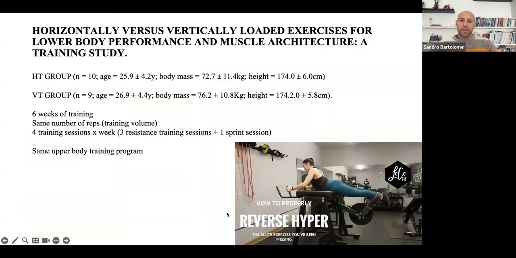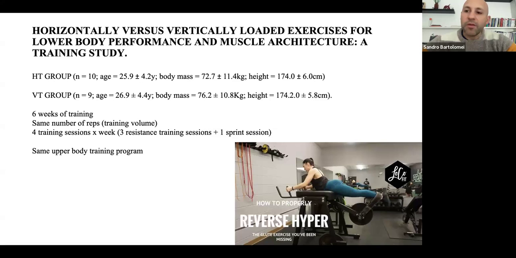In this study, we compare these two kinds of exercises. Basically, one group, the horizontal training group, composed of 10 individuals, used only horizontally loaded exercises: hip thrust, reverse hyperextension, and long jumps. While the vertical group, which included 9 participants, performed only squat, parallel squat, step up, and vertical jumps.